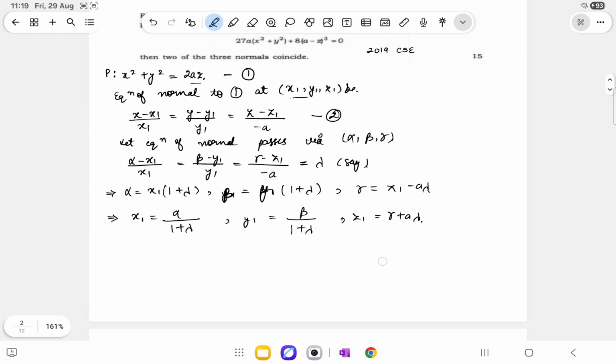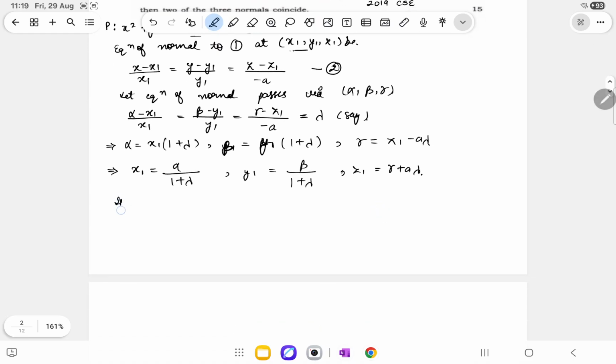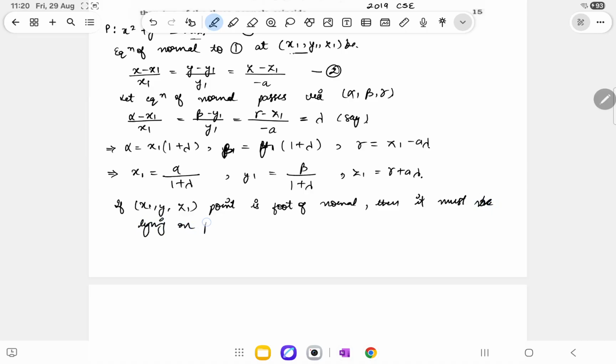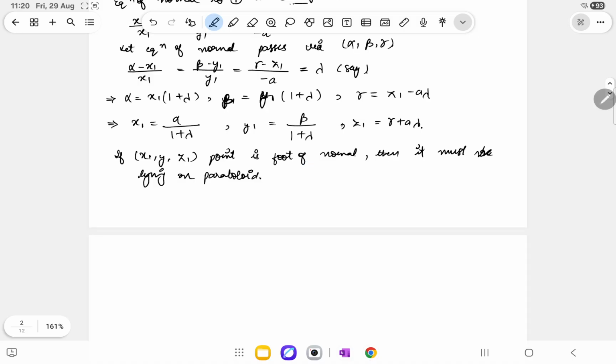So if my point x1, y1, z1 is the foot of the perpendicular, the foot of the normal, then it must be lying on the paraboloid. And if that's the case, then the x1, y1 and z1 values must satisfy the equation of the paraboloid.